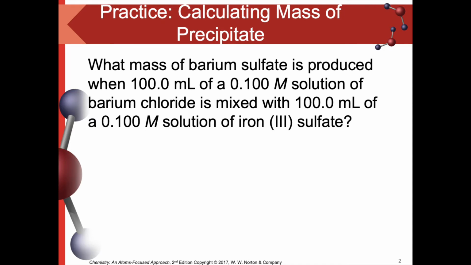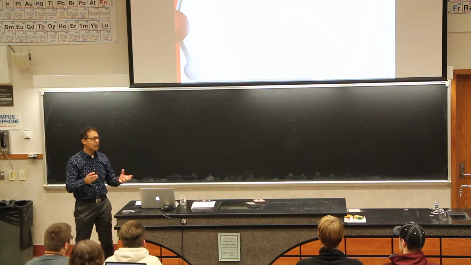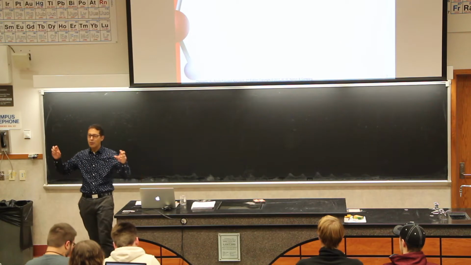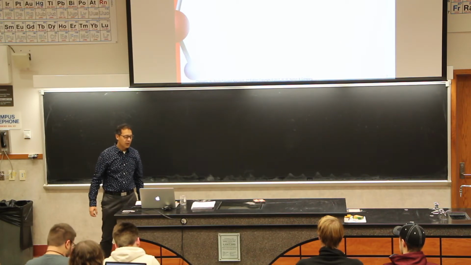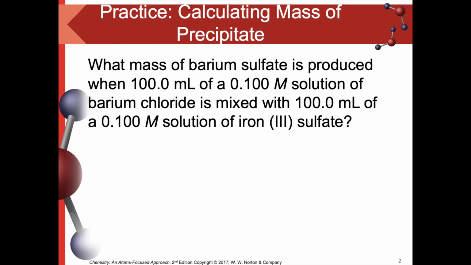Now, what we're going to take a look at here is just a sample problem. We've done problems like this in the past. We're just adding a new twist, and that is that we're mixing them together and actually measuring how much we mix together. The example here is barium sulfate. We want to figure out how much barium sulfate is produced when we mix these two solutions together.